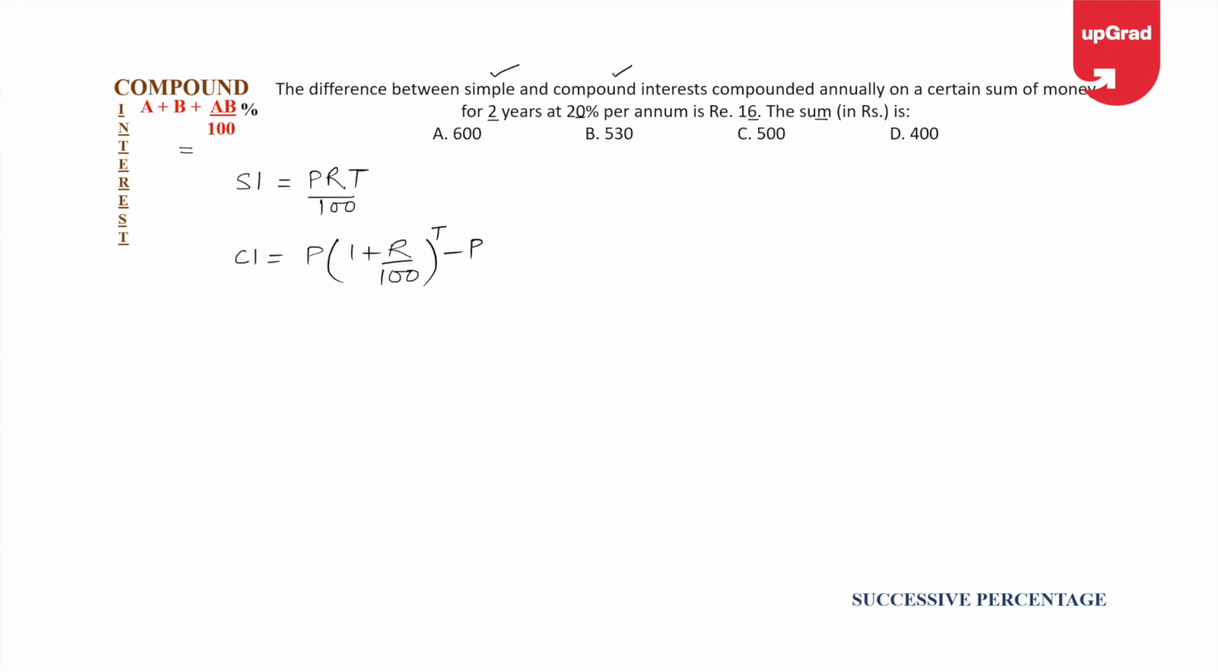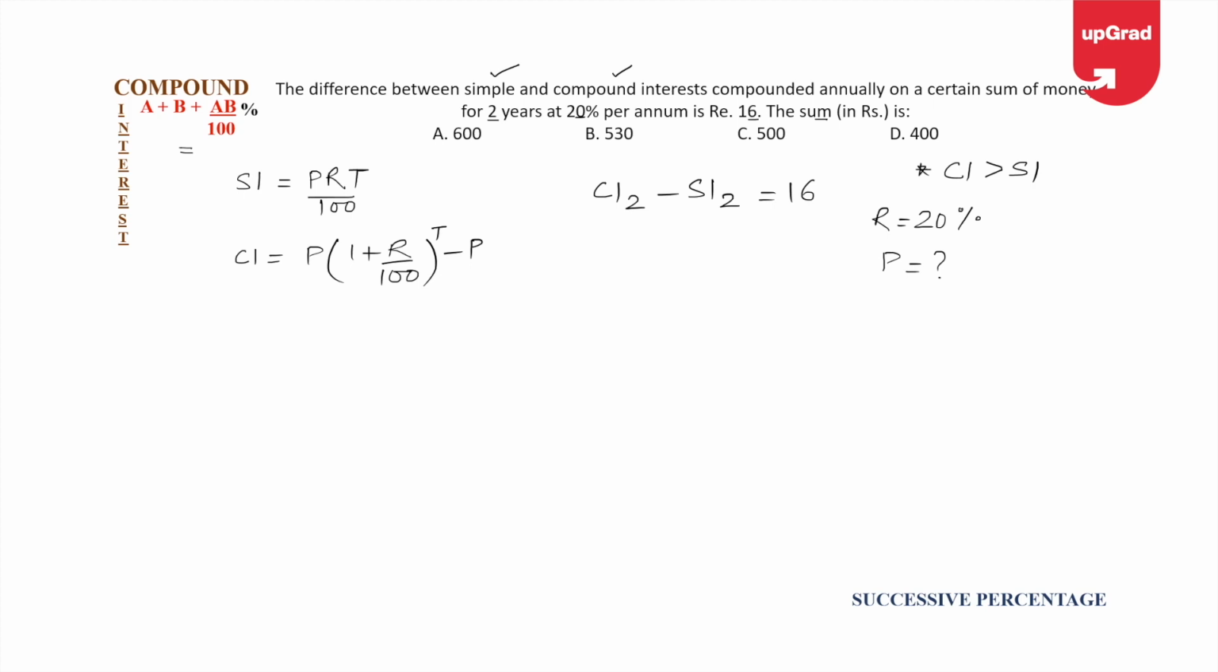Now certainly you should know one more concept here, and that is compound interest is generally more than simple interest. Compound interest is bigger than simple interest. When we discuss compound and simple interest in a separate video, I will explain this again in detail. So over here the question says compound interest for 2 years minus simple interest for 2 years is equal to rupees 16, and rate of interest is given as 20%. So we have to find out the value of principal.